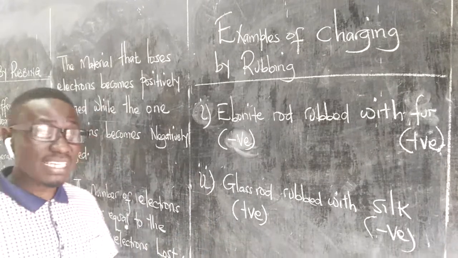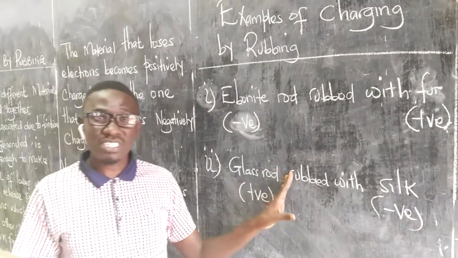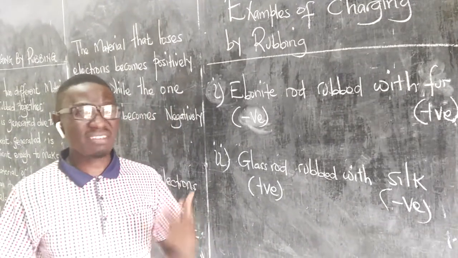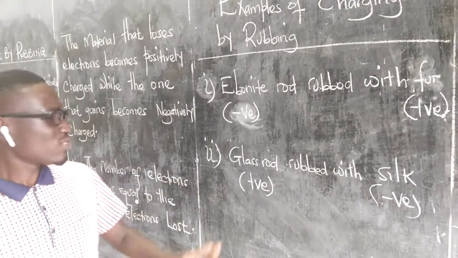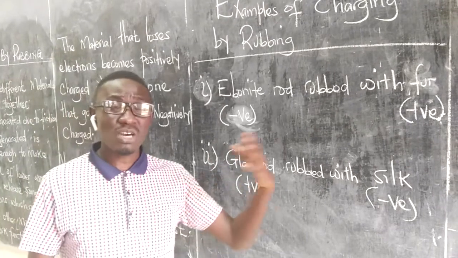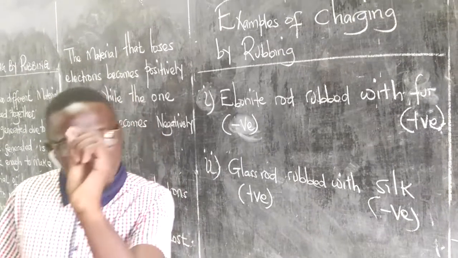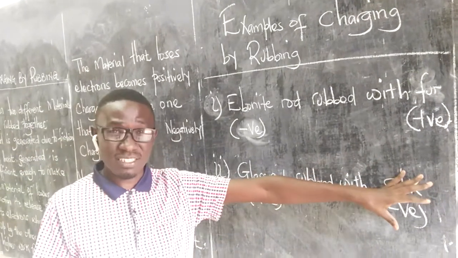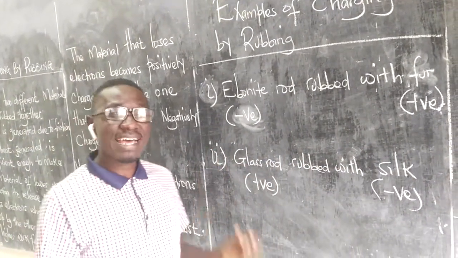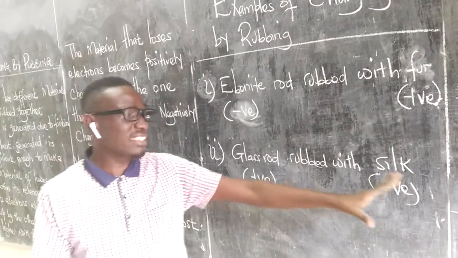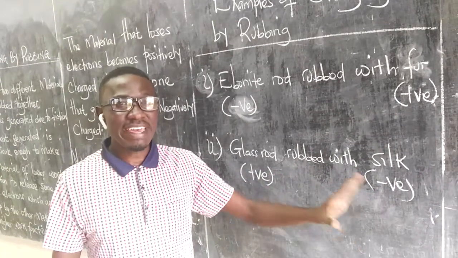The second common example is a glass rod rubbed with silk. Silk can be a piece of cloth, okay? Anything made of wool or something of that kind. So when you rub a glass rod with silk, glass tends to lose its electrons much faster than silk. So in this case, the glass becomes positively charged because it loses electrons, whereas silk becomes negatively charged.